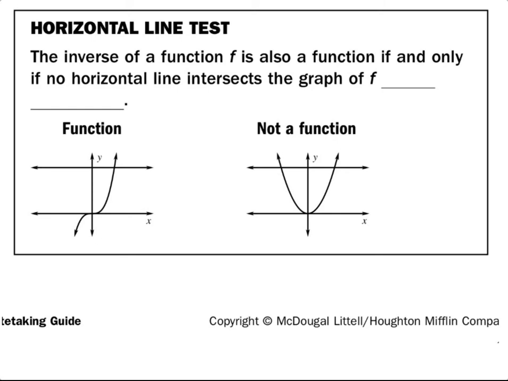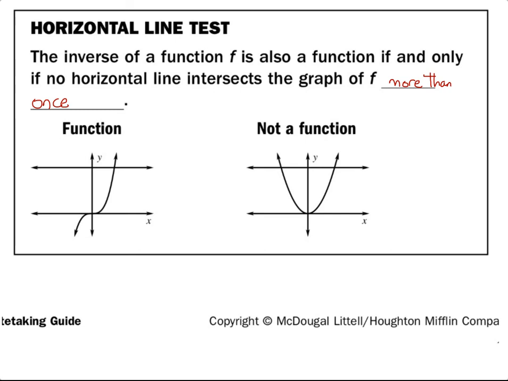Last thing on this page, this business about the horizontal line test. Oh, this is a terrible graphic they chose. Oh well, let's make the best of it. It says the inverse of a function f is also a function if and only if the horizontal line intersecting the graph of f, and the answer is more than once. If no horizontal line crosses it more than once. That's the missing set of words. Unfortunately, just those words do not help.